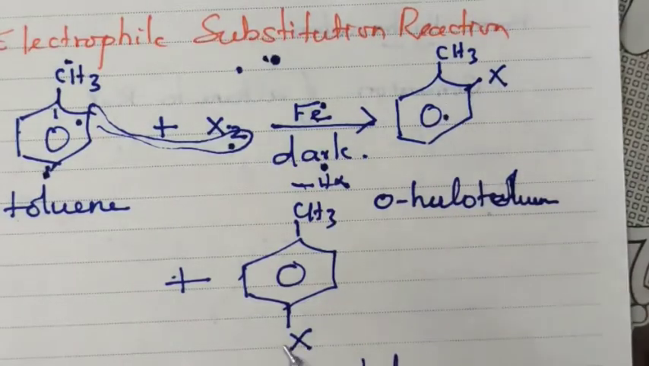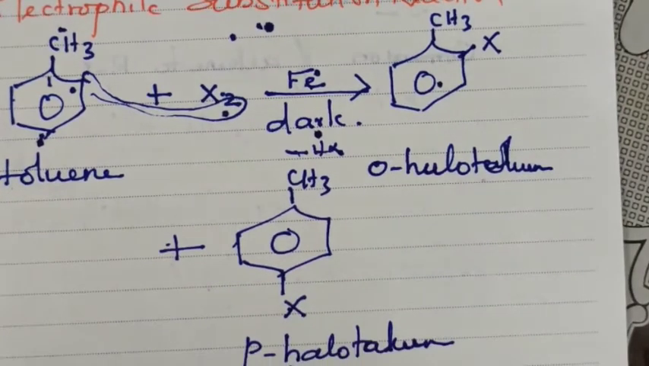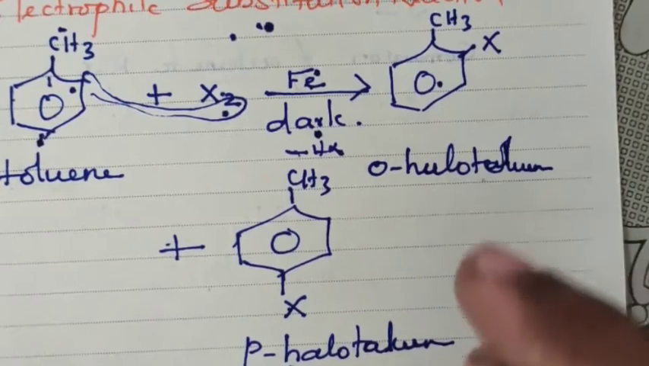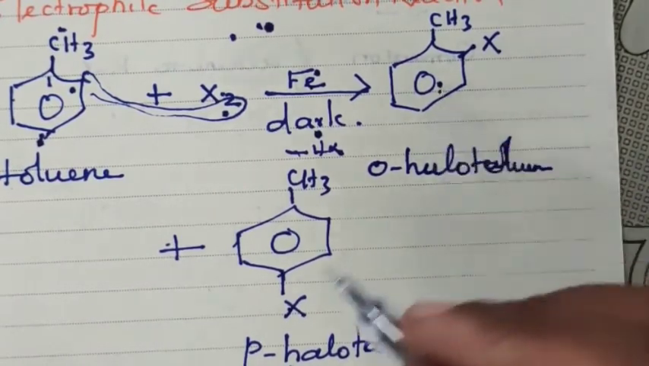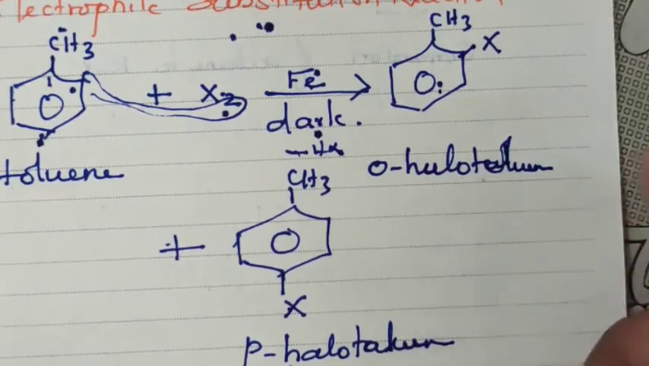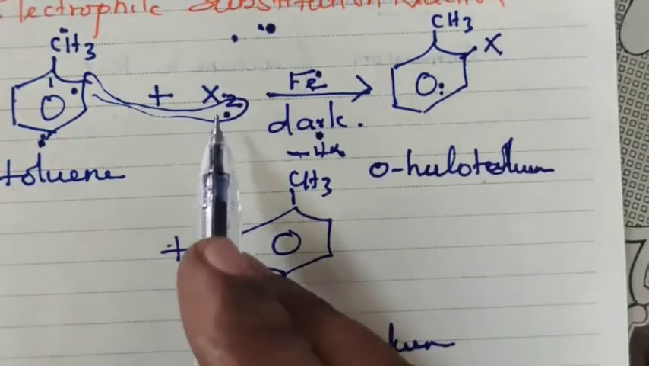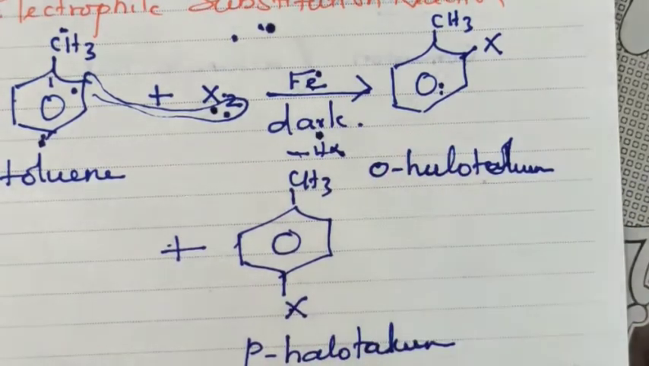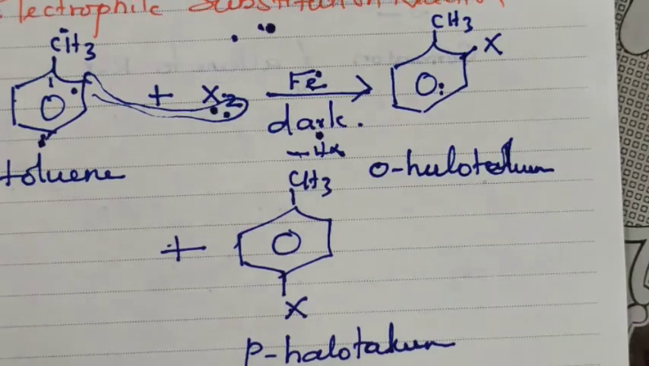The ortho and para isomers can easily be separated because of the large difference in melting point. We can easily differentiate the ortho and para. Why? Because of the difference in their melting point. The X we are using here is either chlorine or bromine. Fluoro compounds and iodo compounds are not easily prepared by this method.